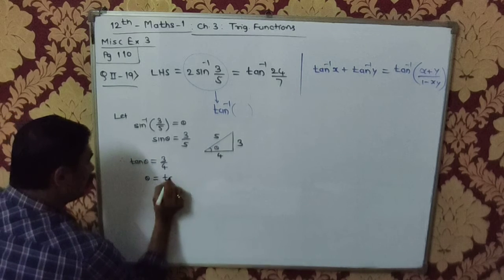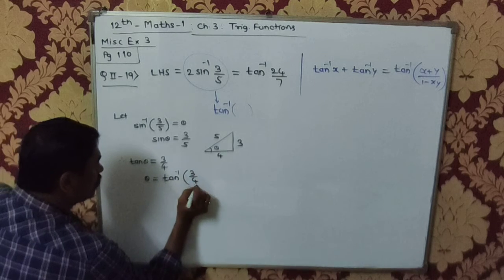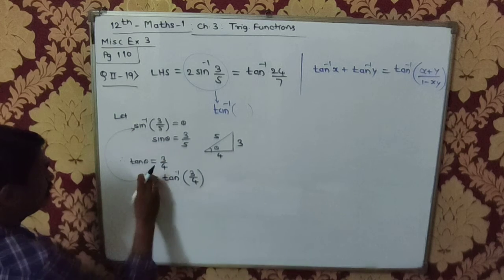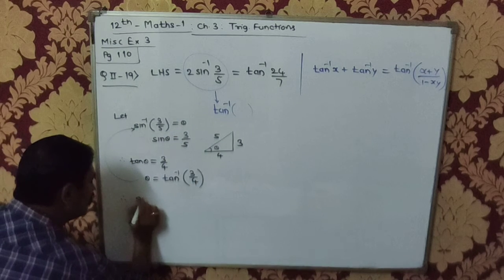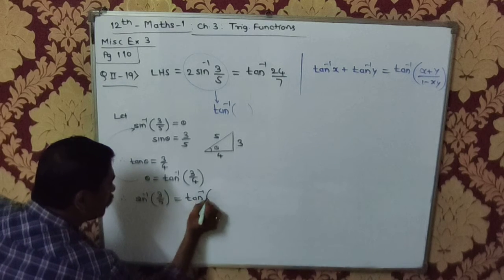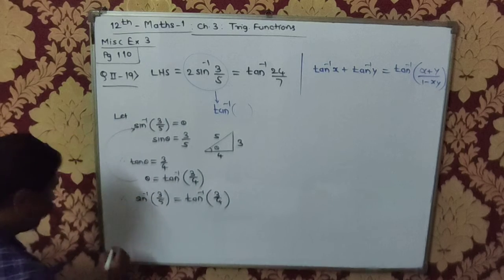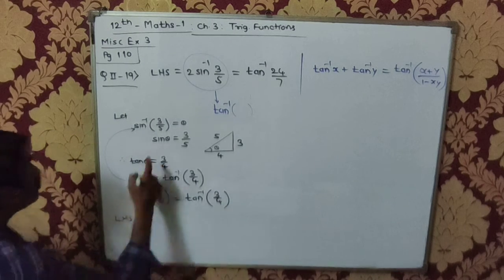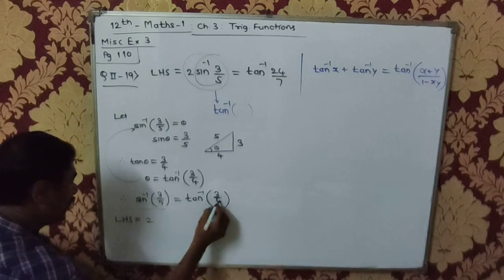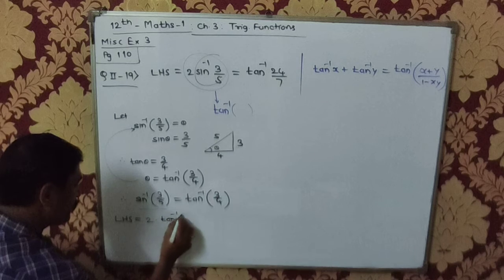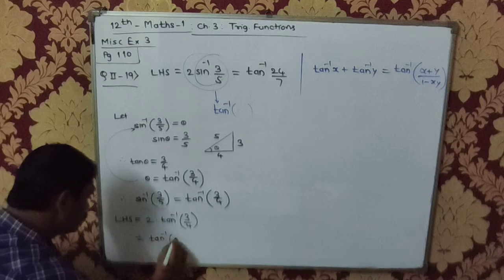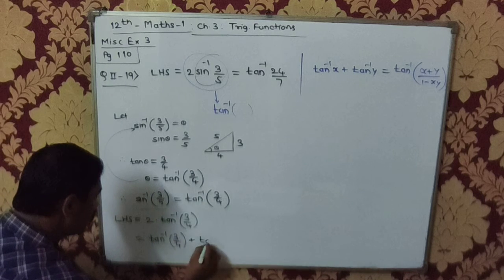Therefore theta is equal to tan inverse of 3 by 4. Okay? But theta is already equal to sin inverse of 3 by 5. तो theta की जगह पर मैं लिखूंगा therefore sin inverse of 3 by 5 is equal to tan inverse of 3 by 4. That is so simple. So now in LHS it says 2 times this sin inverse of 3 by 5. तो उसके जगह पर मैं लिखूंगा tan inverse of 3 by 4, which actually happens to be tan inverse of 3 by 4 plus tan inverse of 3 by 4.